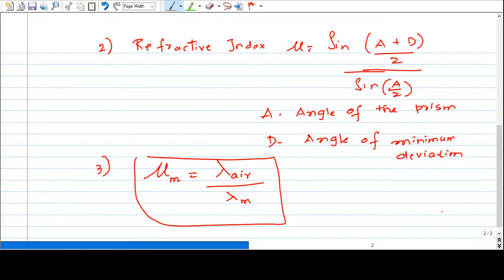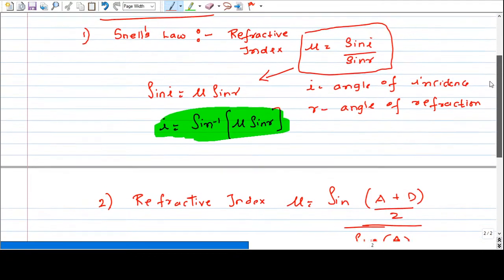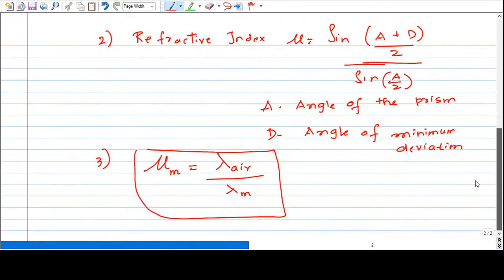There are so many formulas in this lesson, but the formulas which I am expecting 100% in 2021 are only these. If you read these formulas, it is more than enough for 2021. So the first one is over, the second is over, the third one is also over. Let us go to the fourth one.